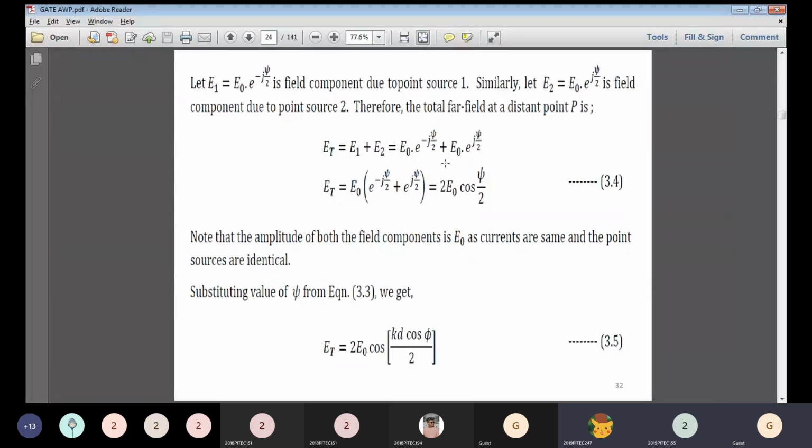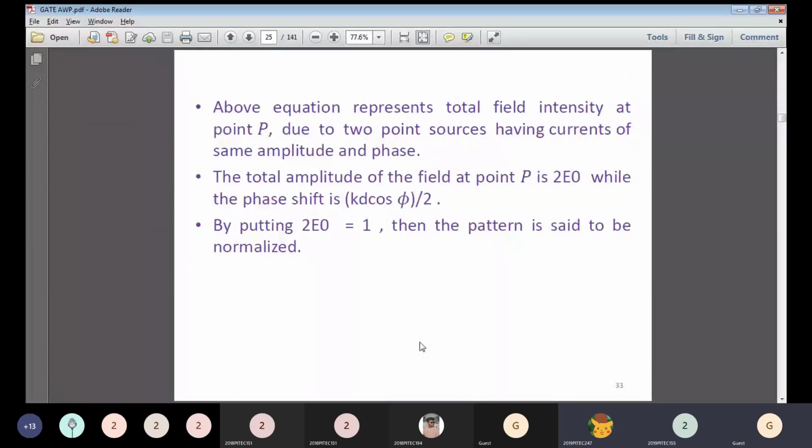So total ET equal to 2 E0 cos psi by 2. You know what psi is: psi equal to KD cos phi, so it is KD cos phi by 2. So this is the ET. The above equation represents the total field intensity at point P.